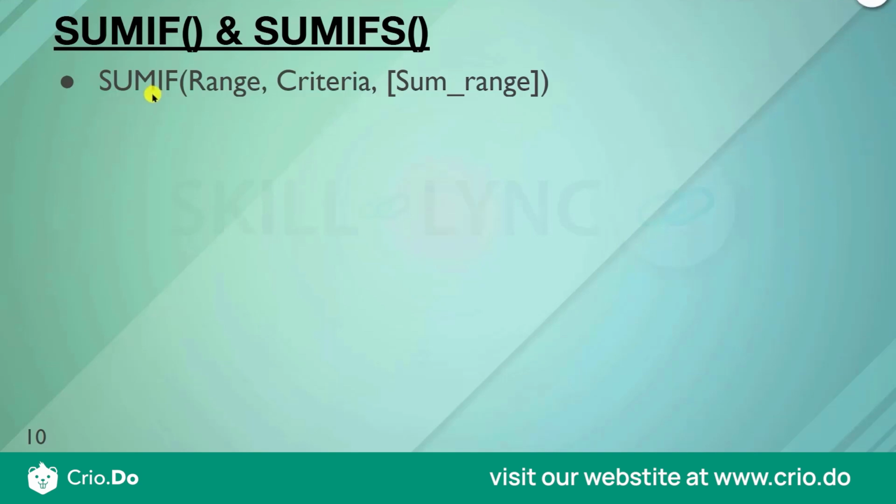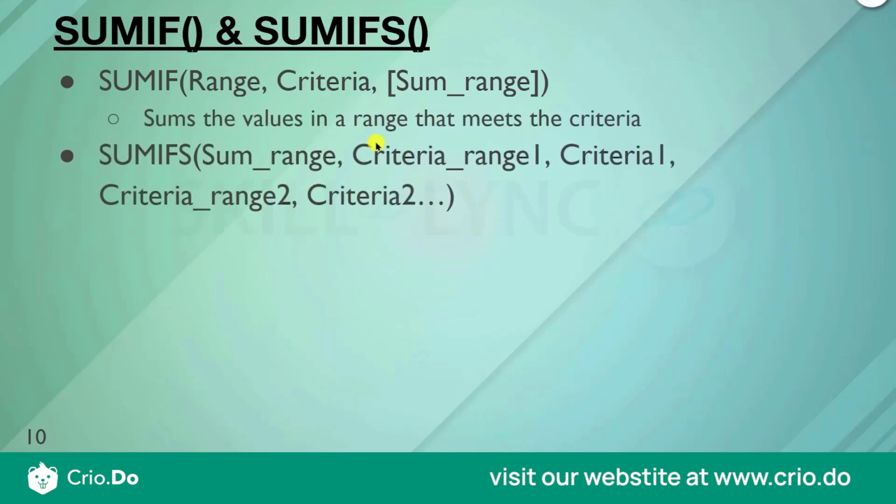So what arguments can we provide to the SUMIF function? We can provide three arguments to the SUMIF function, that is range, criteria and sum range. We have this third argument in square brackets, which is an indication of an optional argument. So it is our choice whether we want to apply SUMIF with all three arguments or go with only two arguments. We will understand its usage with an example. It sums the values in a range that meets the criteria. Next is the SUMIFS function. In this, we have multiple ranges as well as multiple criteria.